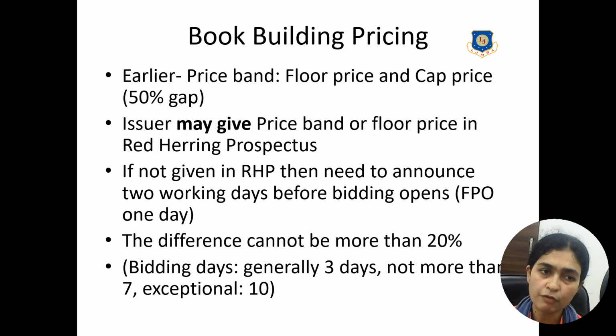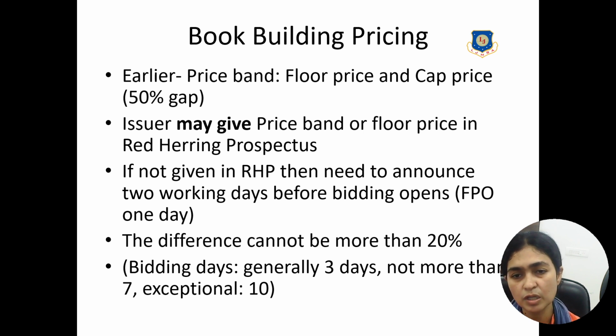Earlier this gap was 50%. However, in the current times, the gap is between 10 to 15%. The issuer may give a price band or floor price in the red herring prospectus, which means it is not compulsory. You can give it after the RHP also. If it is not given in the RHP, then it will be given 2 working days before your IPO. So far as FPO is concerned, it's 1 day. The difference cannot be more than 20%. As I said earlier, it was 50%. Now the range cannot be more than 20%. The last segment talks about the bidding days, which is generally 3 days, but in exceptional cases it is 10 days.